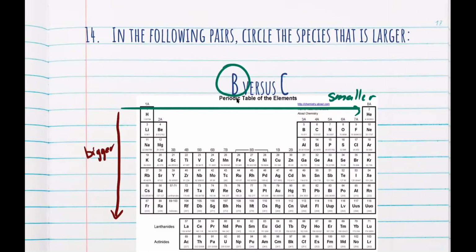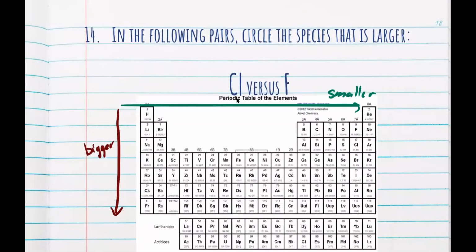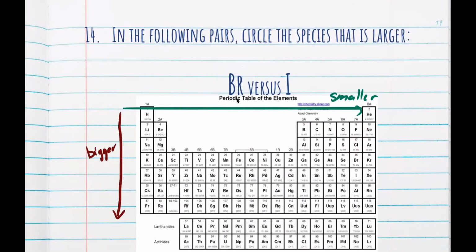Let's move on to our next one. Cl and fluorine. So Cl is here, fluorine is there. As we move down, we get bigger. So Cl will be our bigger one. Now we have bromine versus iodine. Same group, bromine and iodine. So as we move down, we get bigger. So iodine would be our larger one.